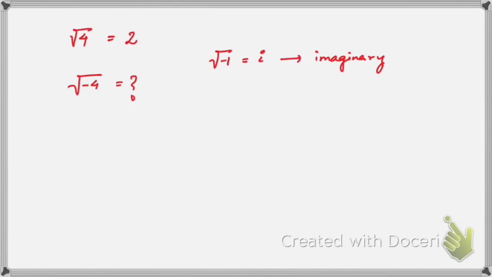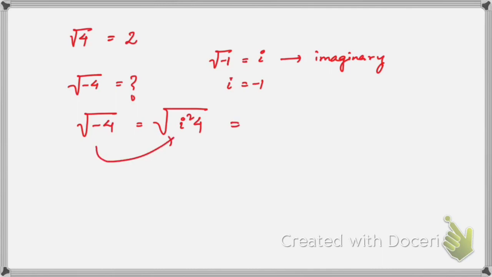Using this concept, we can find the square root of this. i squared is going to be -1, so i squared is equal to -1. Here we can write this as this, and the square root is now 2i, right? Now you see, a number of this form, a plus ib, is called a complex number.